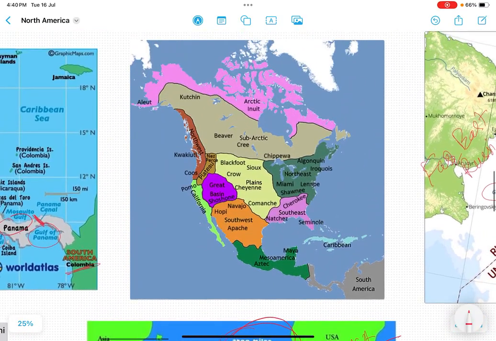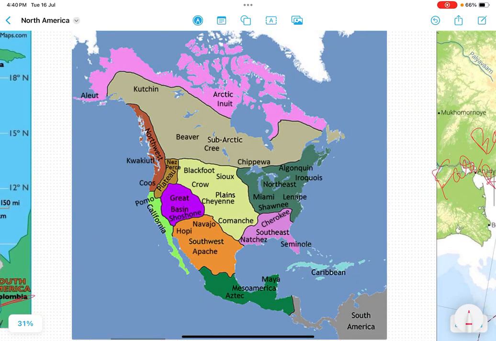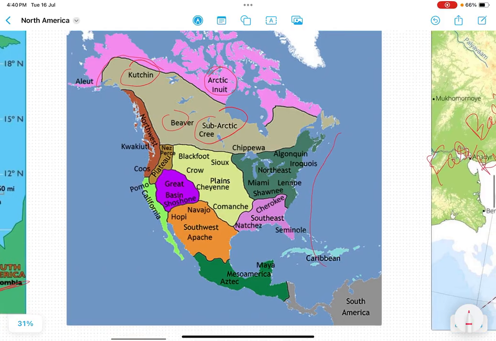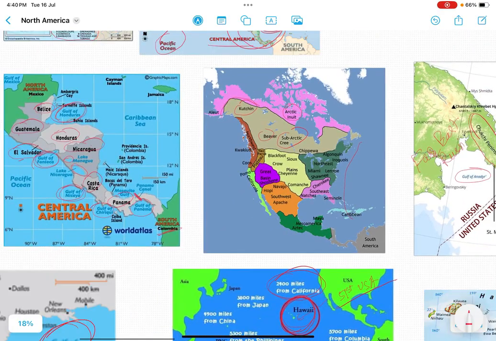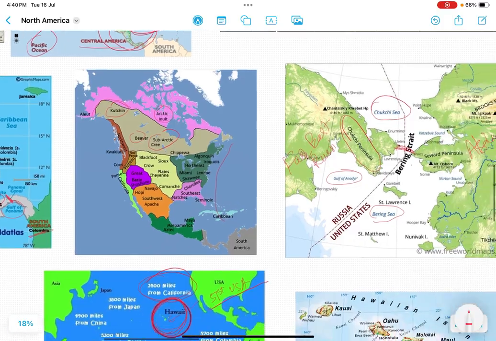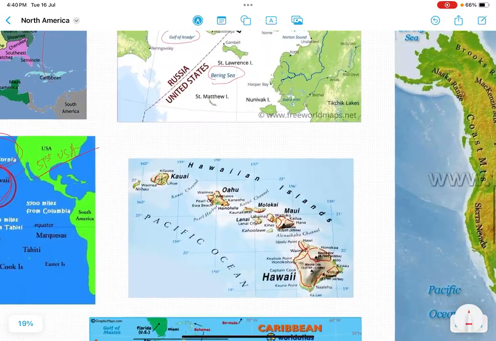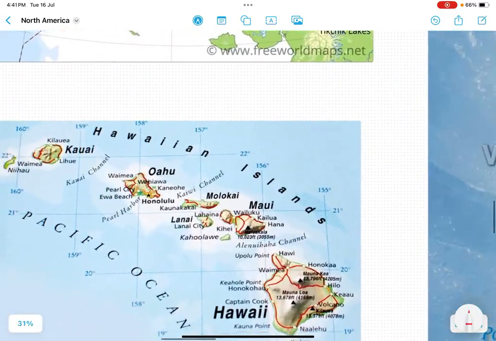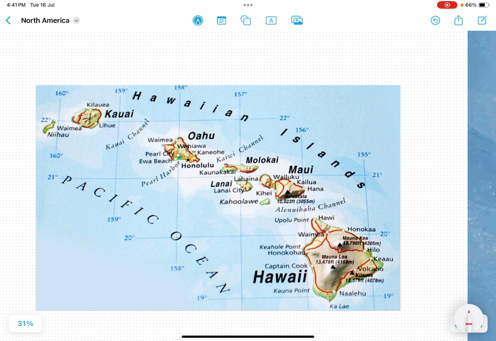Then you can see some of the important regions, what they are called. This is called Arctic Inuit. This is the cold region. This is called Kutchin. This is called Beaver region. This is Subarctic Cree, and the rest follow like that. Not very important to remember, but important to see once. We have talked about the Hawaiian Islands. So you can see the Hawaii Islands. Here are two important mountains, Mauna Loa and Mauna Kea.